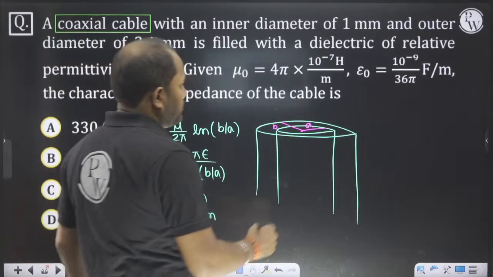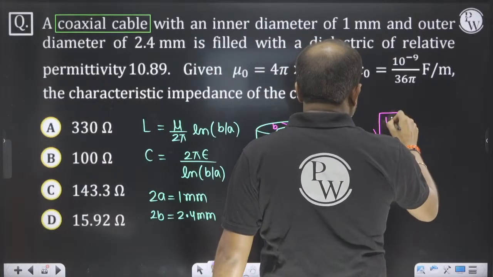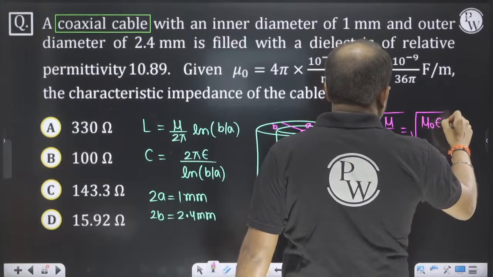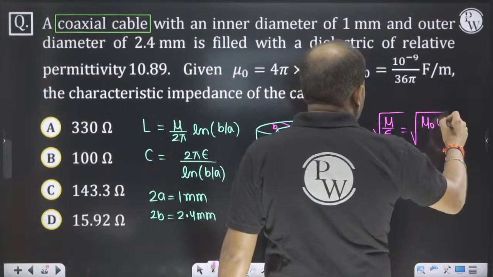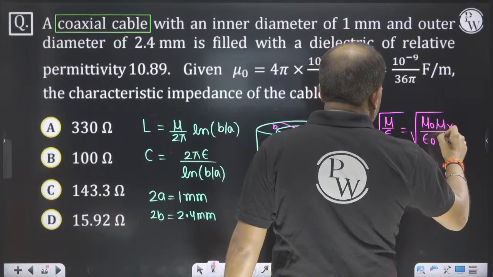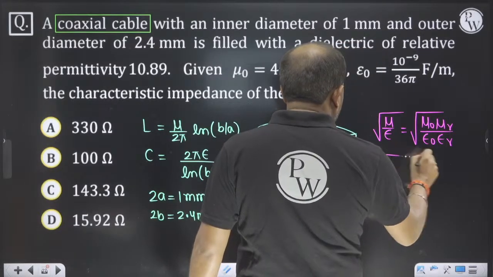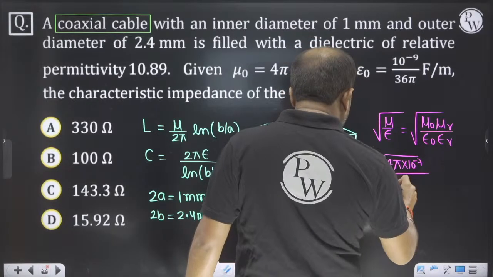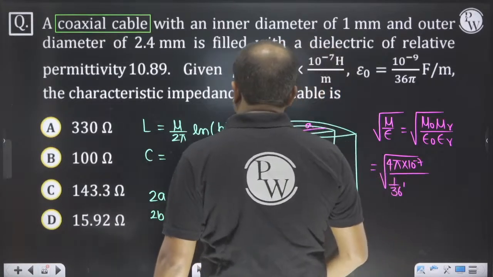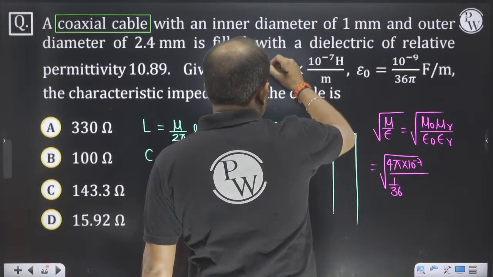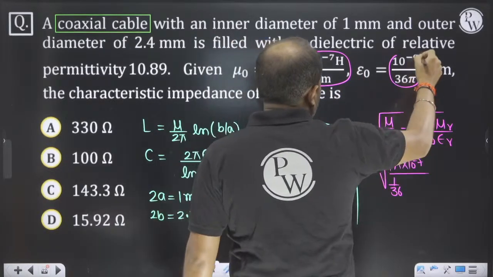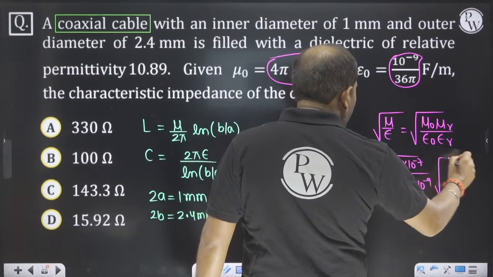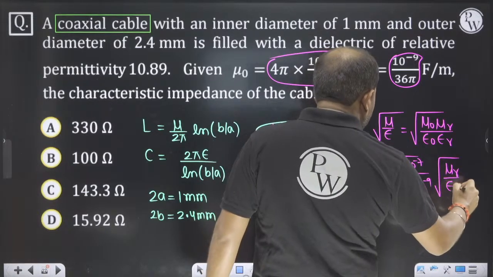Then we know the formula of Z0. Before that, we will calculate the value of root mu by epsilon. Mu is mu naught into mu r and epsilon is epsilon naught into epsilon r. Mu naught value is 4 pi into 10 to the power minus 7 and epsilon naught is 1 by 36 pi into 10 to the power minus 9.